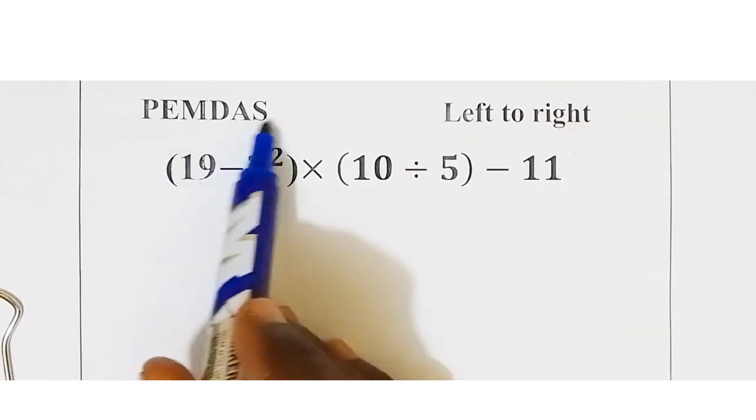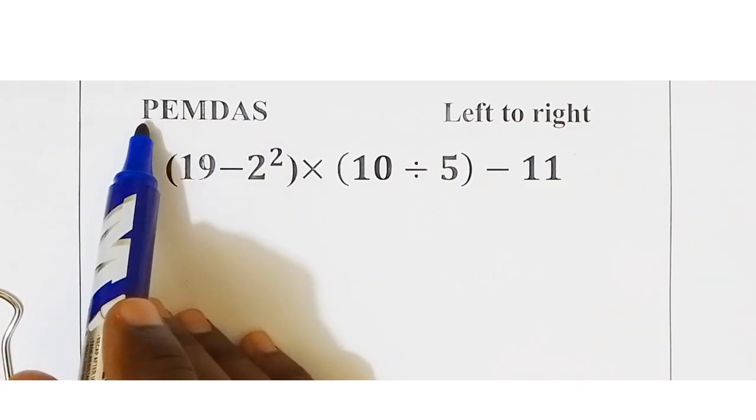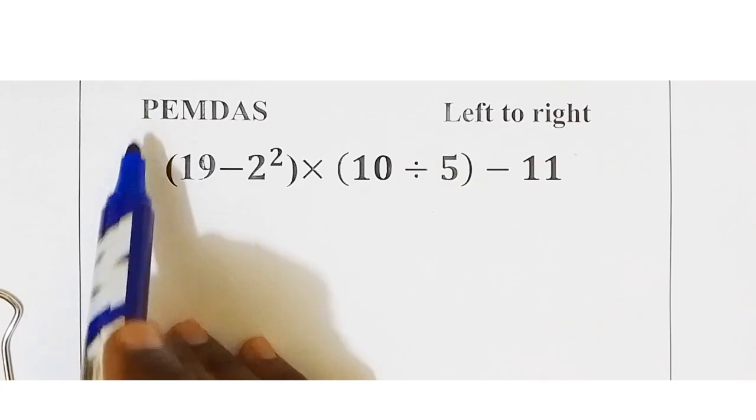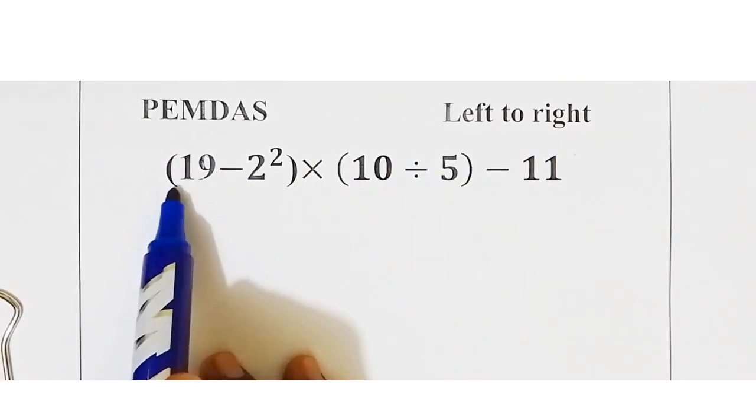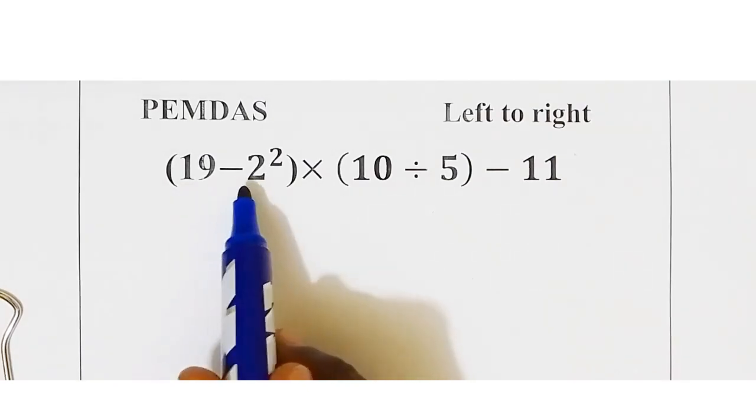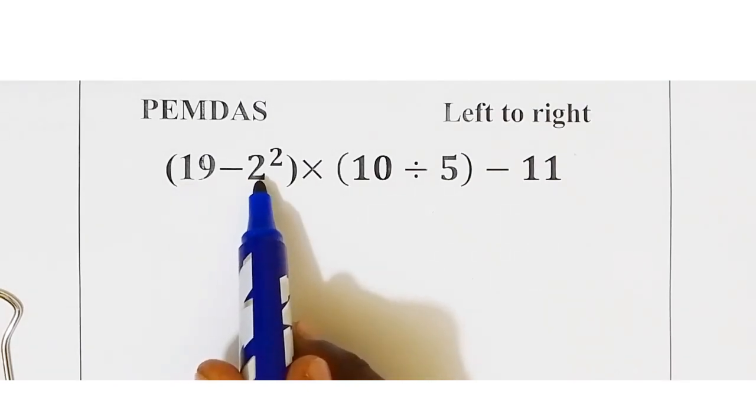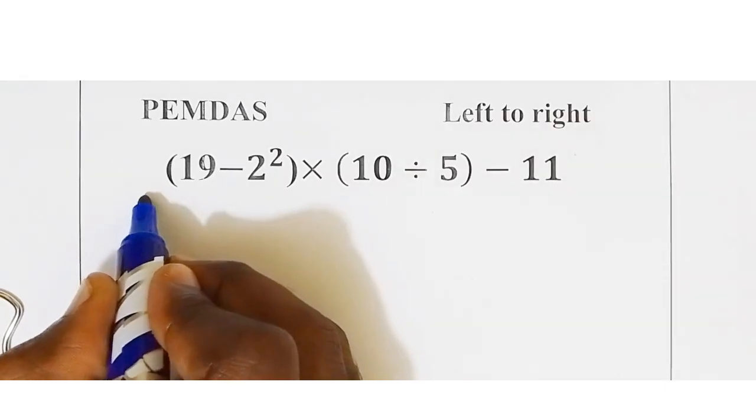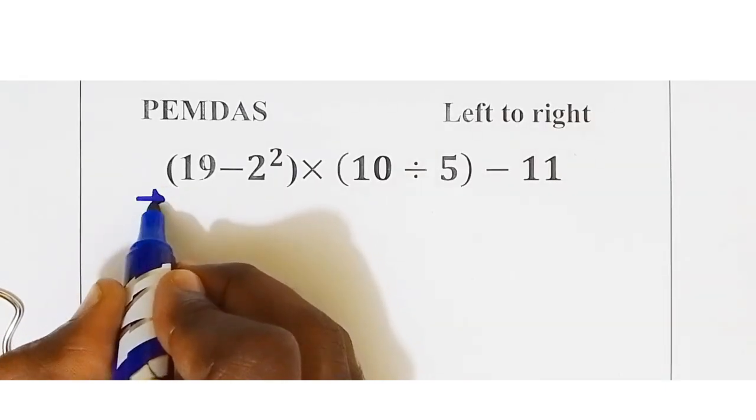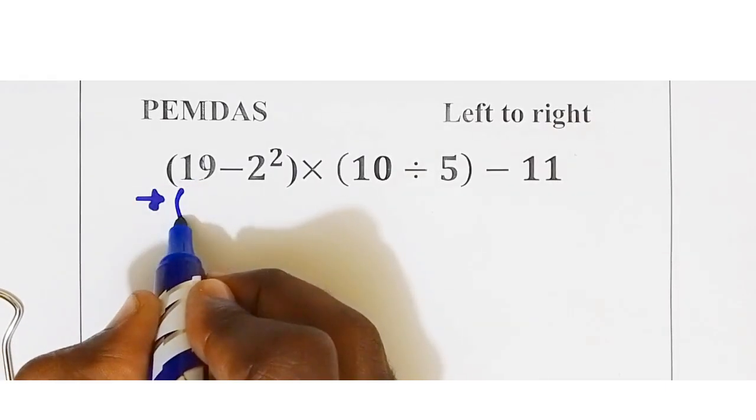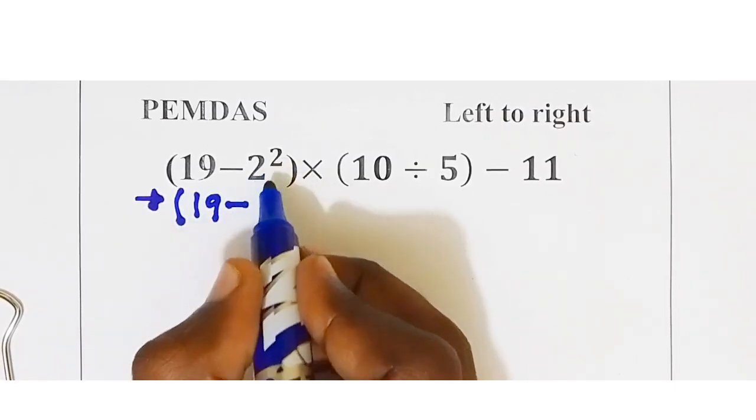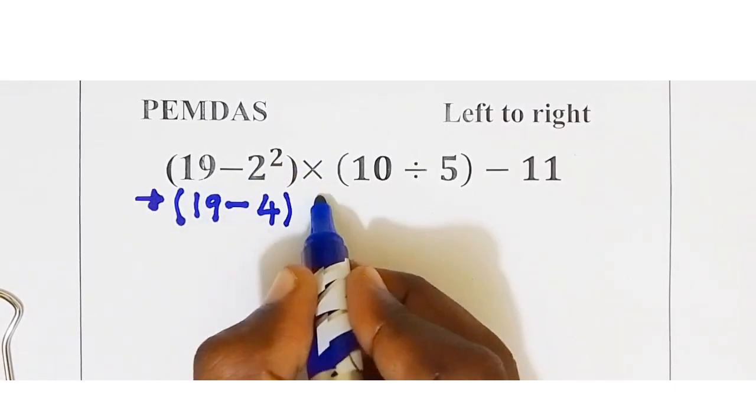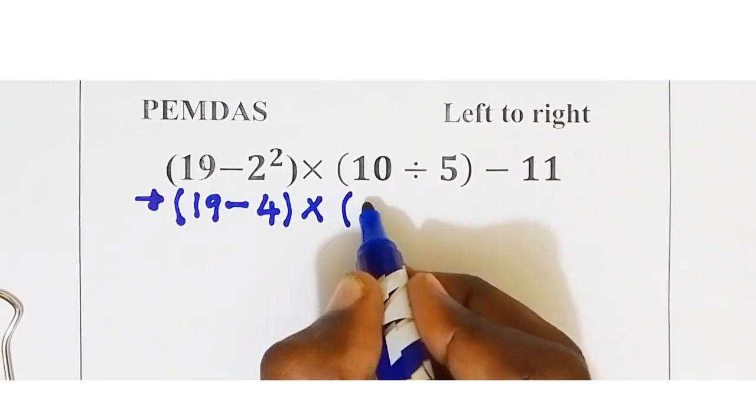According to PEMDAS, we are going to start with parentheses, and since we are going from left to right, we will start with the first parenthesis first. In the parentheses, we have a square that we are going to work on. So, from left to right, in the parentheses, 19 take away 2 squared, it is 4. Multiply by the rest, you drop down.